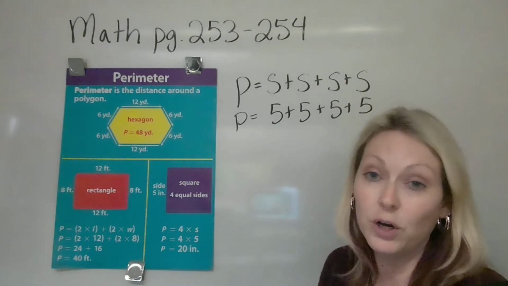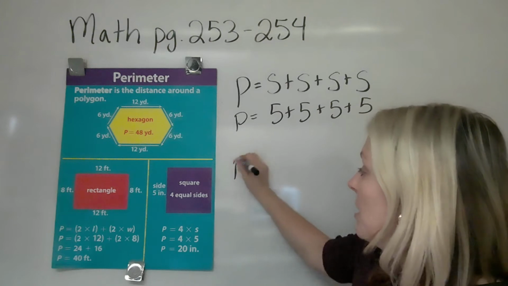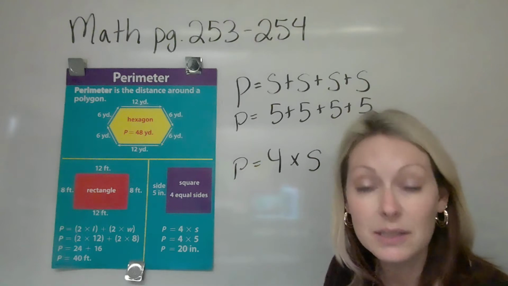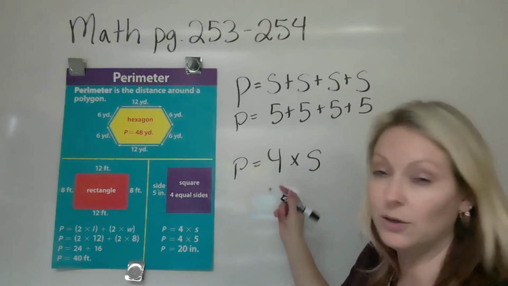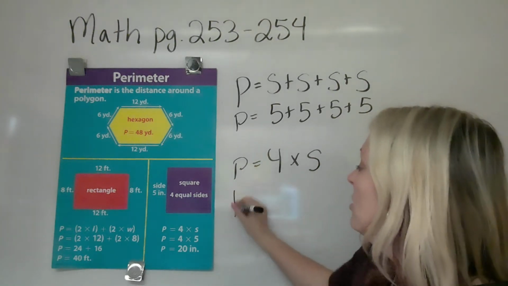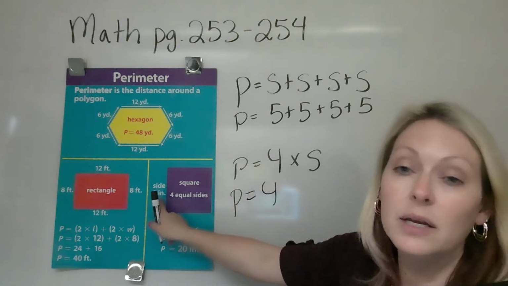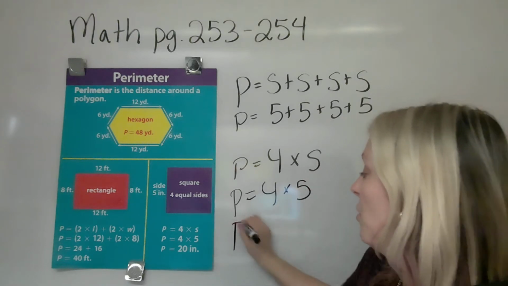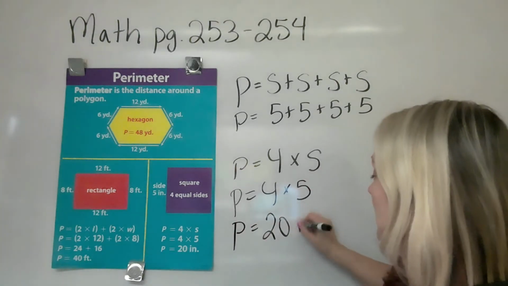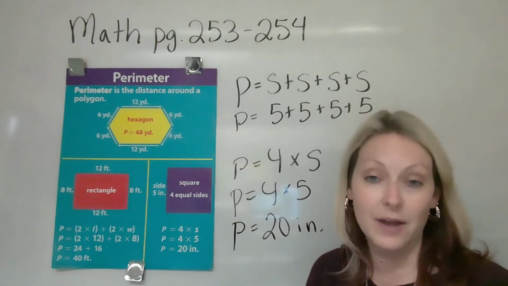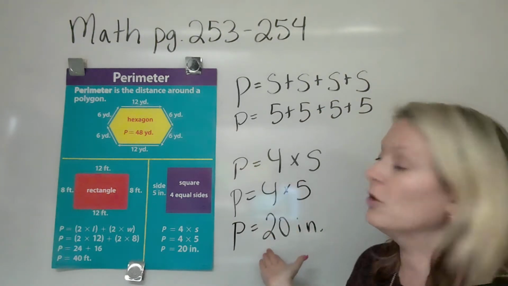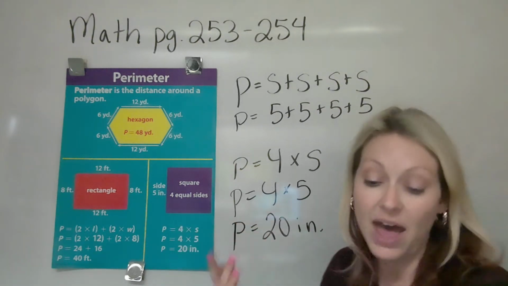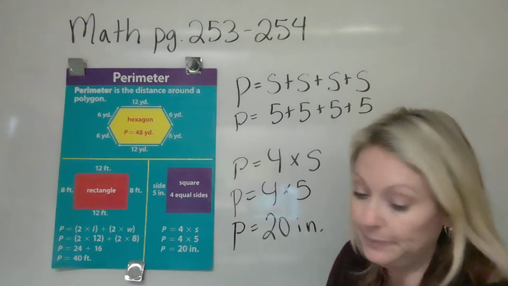Or you can use a different equation, and that equation is P equals 4 times S, which means 4 times side. There are 4 sides. Are you seeing how this is working? Okay, so P equals 4 times our side, which is 5 inches. So P equals 20 inches, right? You got it, okay? So this would be an easier way because you're just multiplying 4 times whatever the side is. And that's how you would get the perimeter of a square.